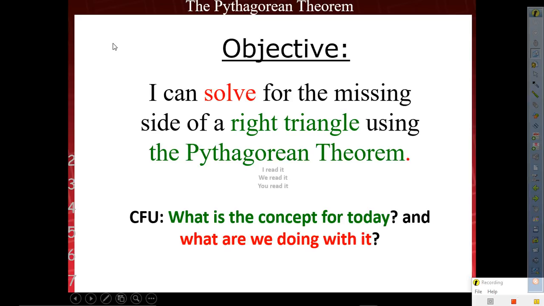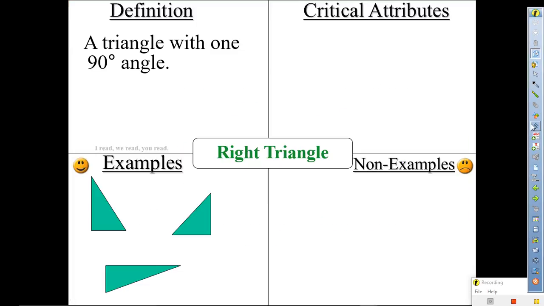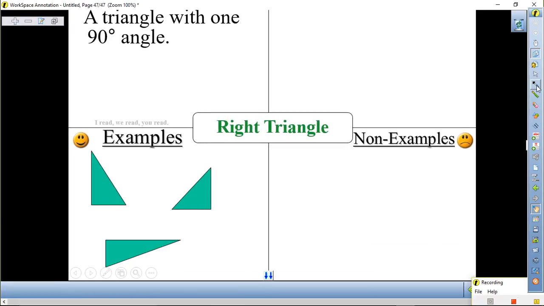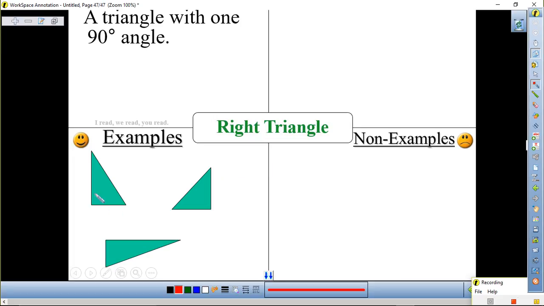A right triangle is a triangle with one 90-degree angle. Examples. Copy these down. And as you're copying those down with your red pen, if you have one, you're going to label the 90-degree angle of each of those. So, for example, this one is right there. This one is right there. And this one is right there. And it has a purpose for that, and I'll go over that as soon as you guys copy that.